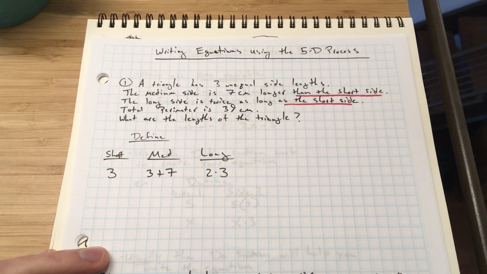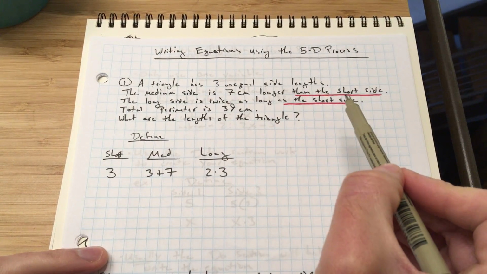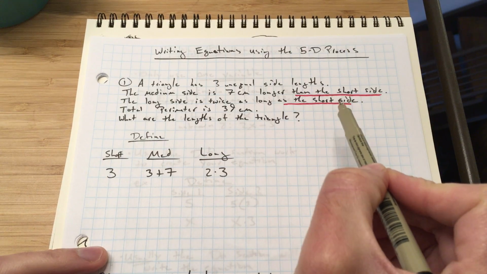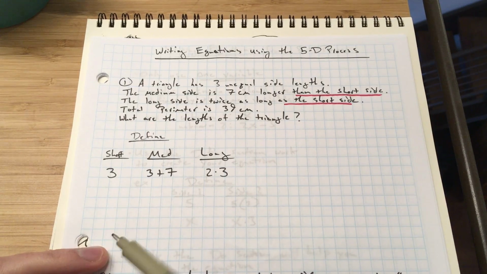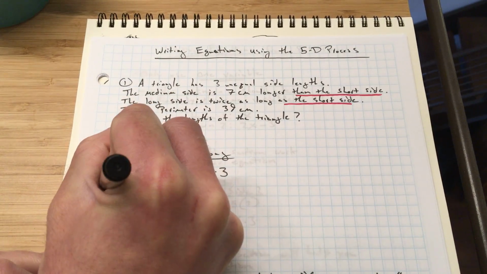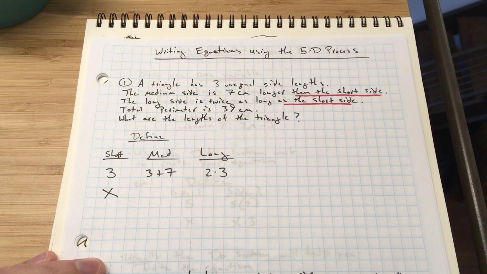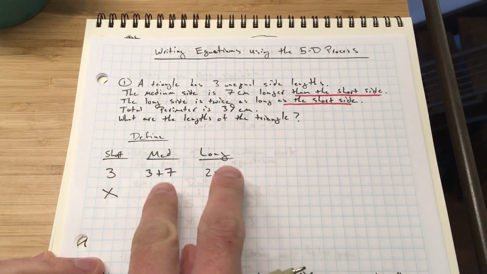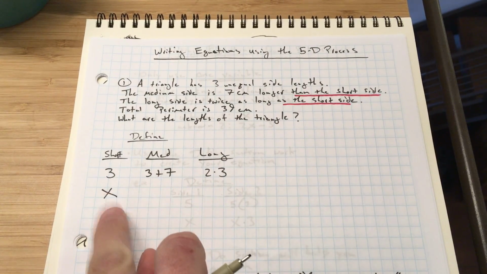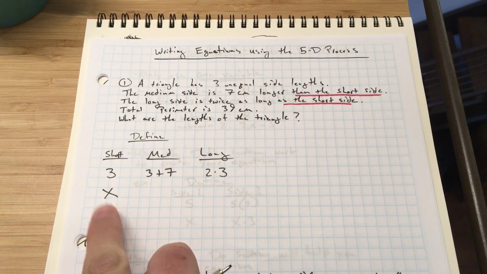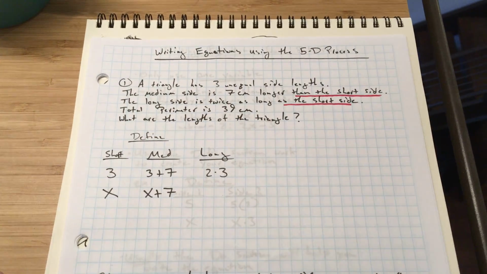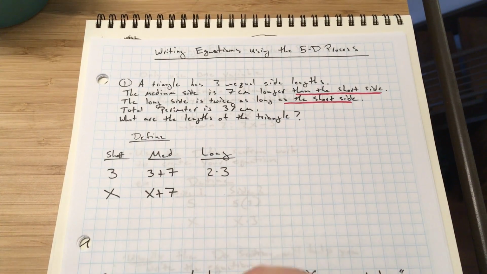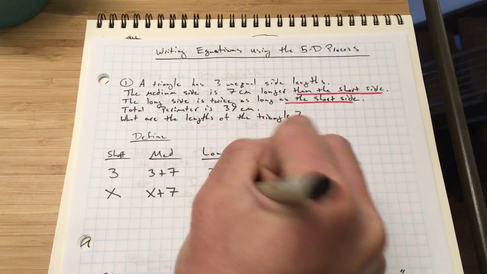Well, when you go to make this an equation, like I said, you find the part that the other parts are based on. So the short side is kind of our building block here. I come over to my define section, I'm just going to make the short side into x. That means it's some number I don't know. Again, we're doing this as if we haven't already solved the problem. Now write the other two sides based on that x. So if the medium side is 7 inches longer than this, I write x plus 7. If the long side is twice this, I write 2 times x.